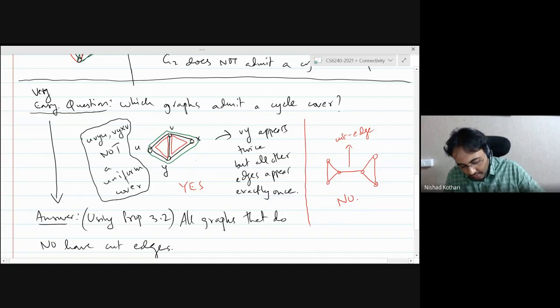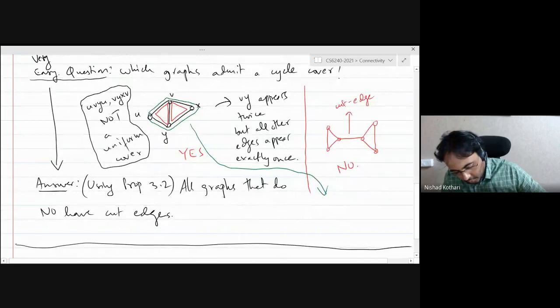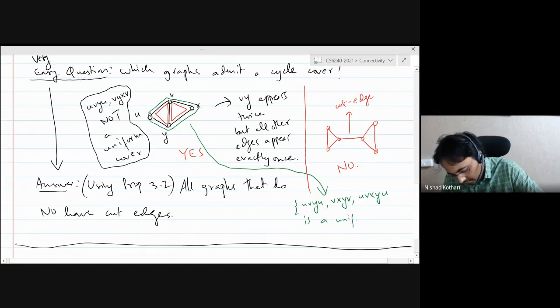And now this is a uniform cover, right? You are looking at the cover UVY, VXY, and you're looking at UVXY. And this is a uniform cover. In fact, we will call it a uniform cover, but it's also a two cover because each edge is covered twice, and also called a double cover.